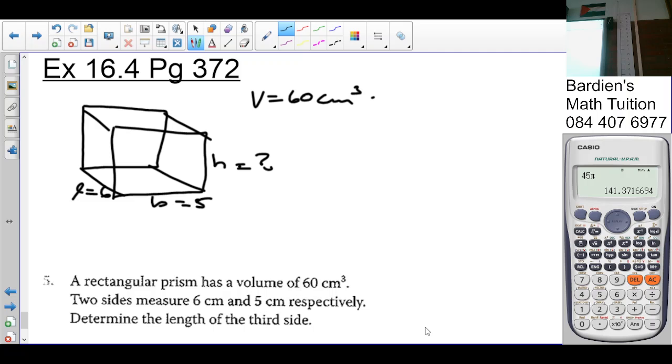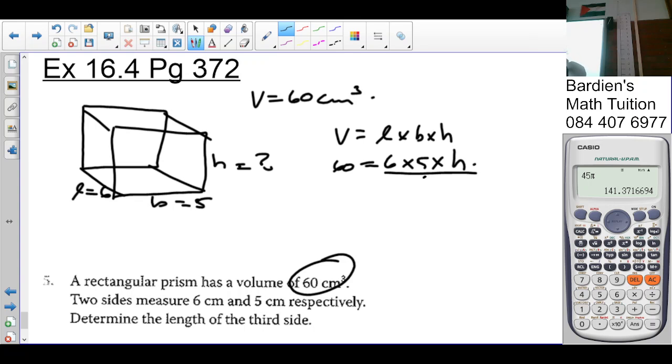Okay, so what do I use? The volume formula, which is volume is equal to length times breadth times height. Why am I using the volume formula? Because the volume is given. If the total surface area would have been given, I would have used the total surface area formula. So that's going to give you 60 equals length times breadth times height. So divide by 30 both sides. So h works out to be 2 centimeters in this case.